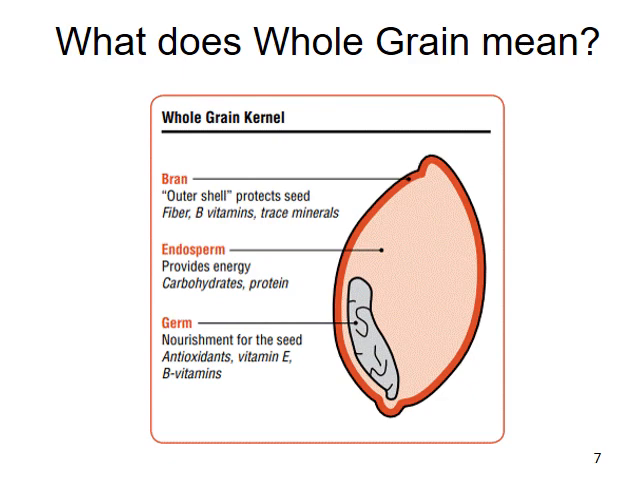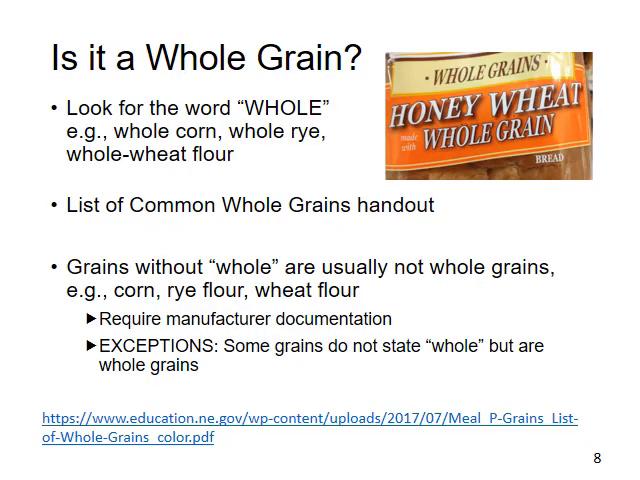Whole grains are nutrient rich because they contain all of the nutrients listed on this slide. How do you determine whether a grain is whole grain? Labeling and advertising is often confusing and misleading, making people think that many foods are whole grain when they are not. Careful label reading is needed. A list of common whole grains handout is provided with this training and also on our website. If you see whole corn, whole rye flour, and whole wheat flour, you know it's a whole grain.